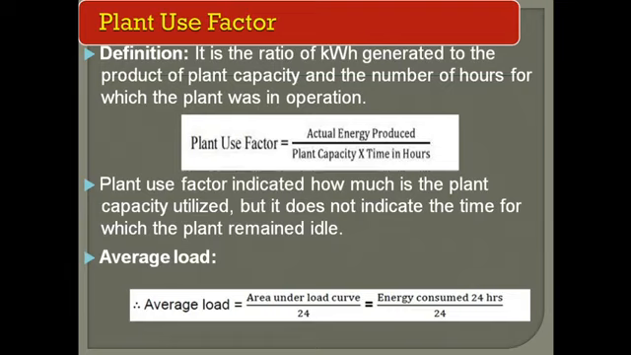Plant use factor. It is the ratio of kilowatt hour generated to the product of the plant capacity and the number of hours for which the plant was in operation. This factor indicates how much of the plant capacity is utilized, but it does not indicate the time for which the plant remained idle. Average load is equal to the area under the curve divided by 24, that is, the energy consumed in 24 hours divided by 24, which will give you the average load.